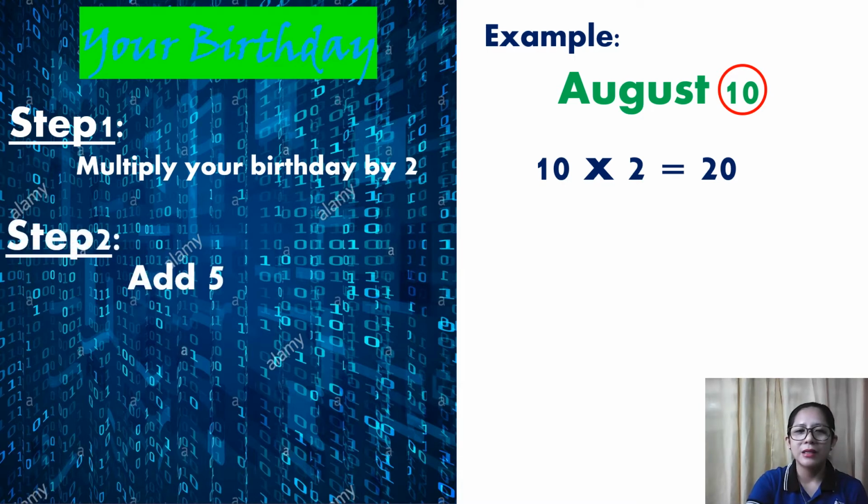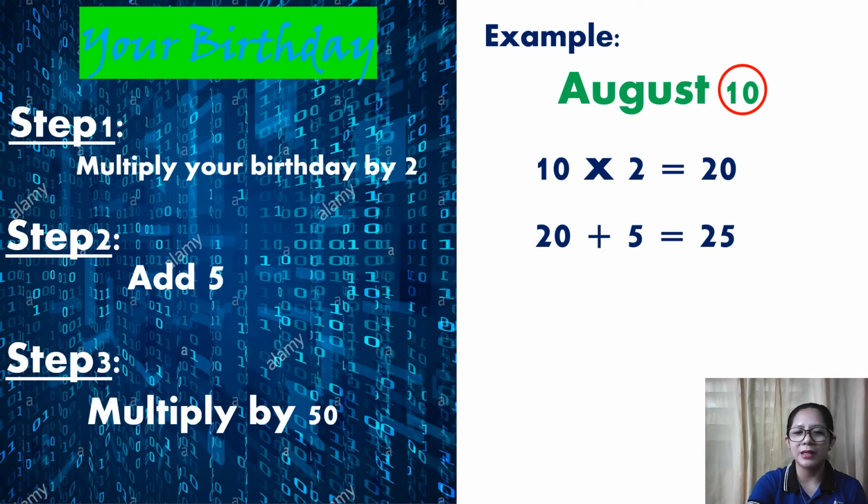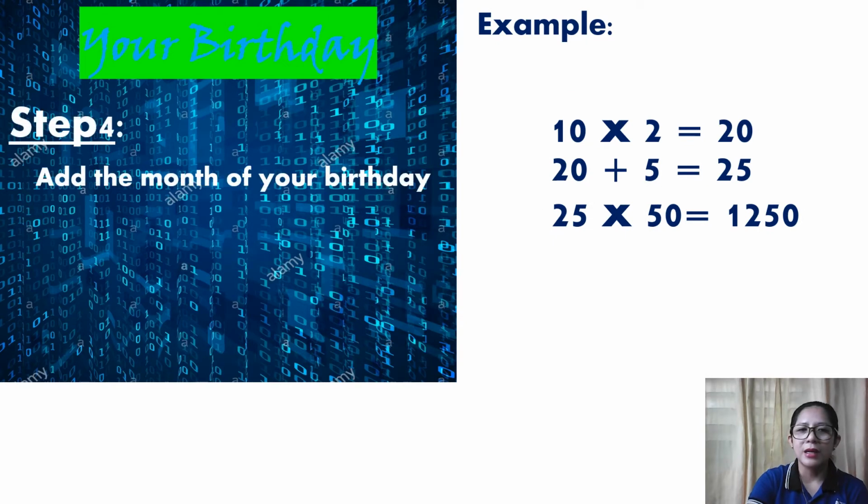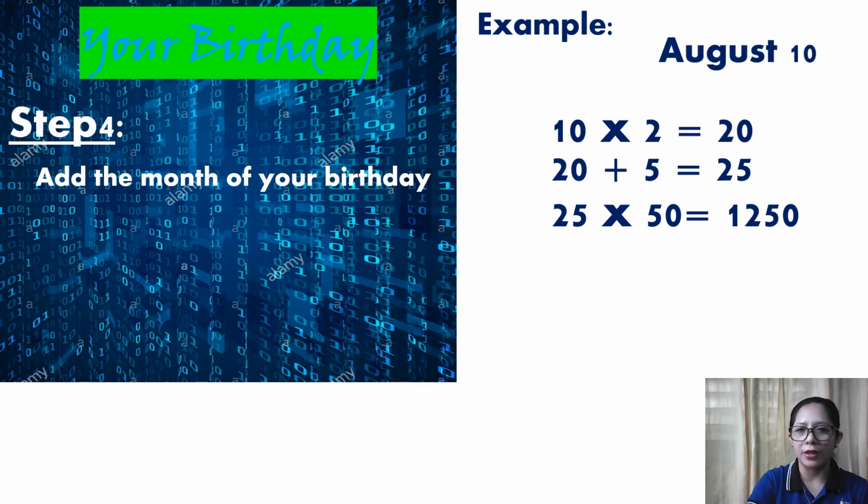Next, add 5. So 20 plus 5 is 25. Next is multiply by 50. So we have here 25 times 50 is equal to 1,250. Next is you add the month of your birthday. So we will assign January 1, February 2, March 3, April 4, May is 5, June 6, 7 July, and 8 August. So since it's August, we will use 8.